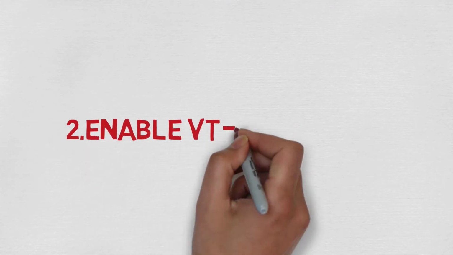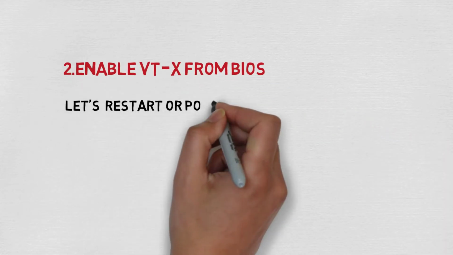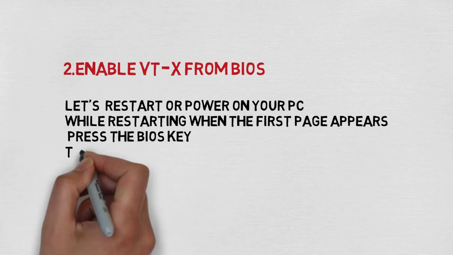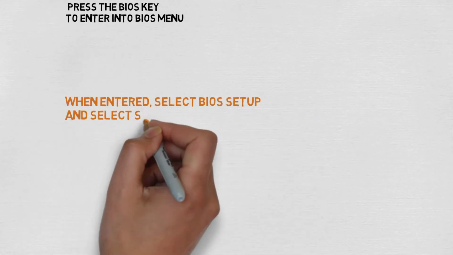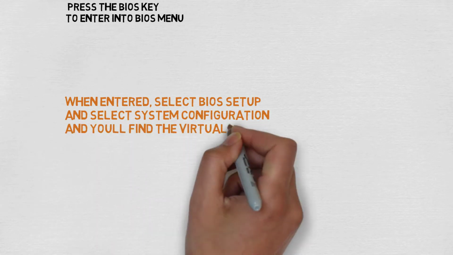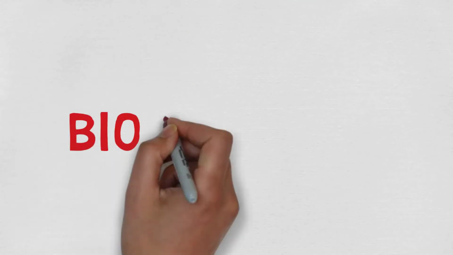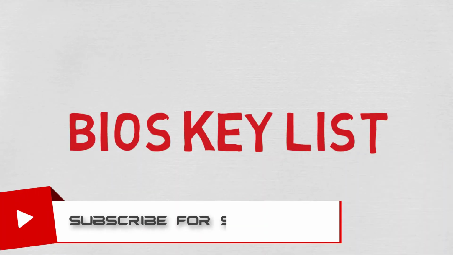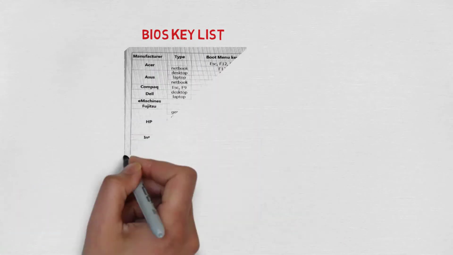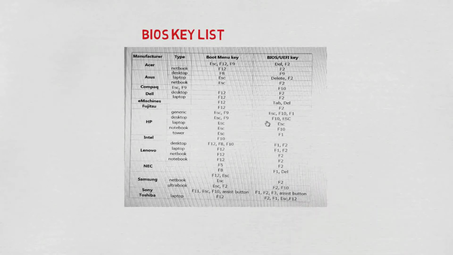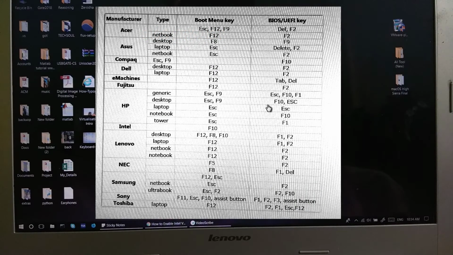Now comes enabling VT-x virtualization from BIOS. For that you have to power on or restart your computer, and while restarting, when the first page appears, press the BIOS key to enter the BIOS menu. I have already attached the BIOS key for every manufacturer, so you can check out your BIOS key. When you have entered, select BIOS setup, and on the BIOS setup page select System Configuration and you will find the Virtualization Technology option to enable. Just press F6 to change it from disabled to enabled, and you will enable your BIOS setting.